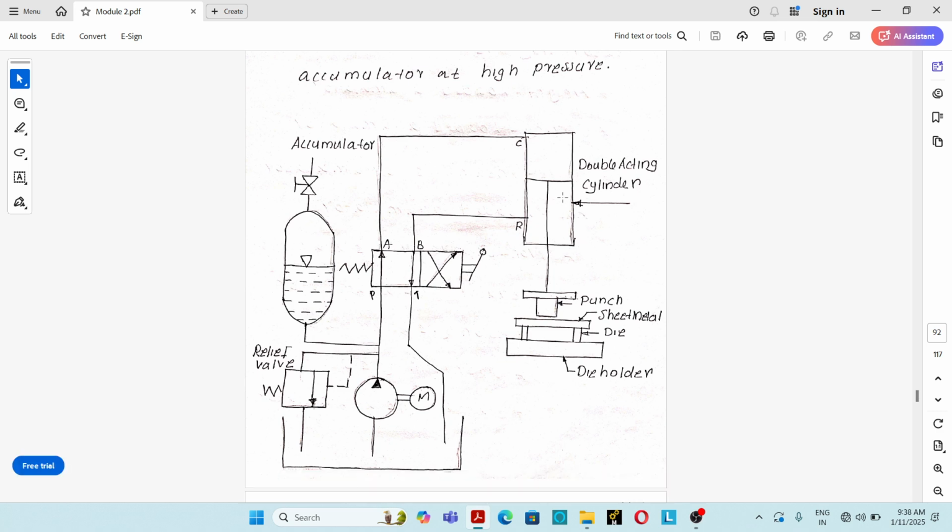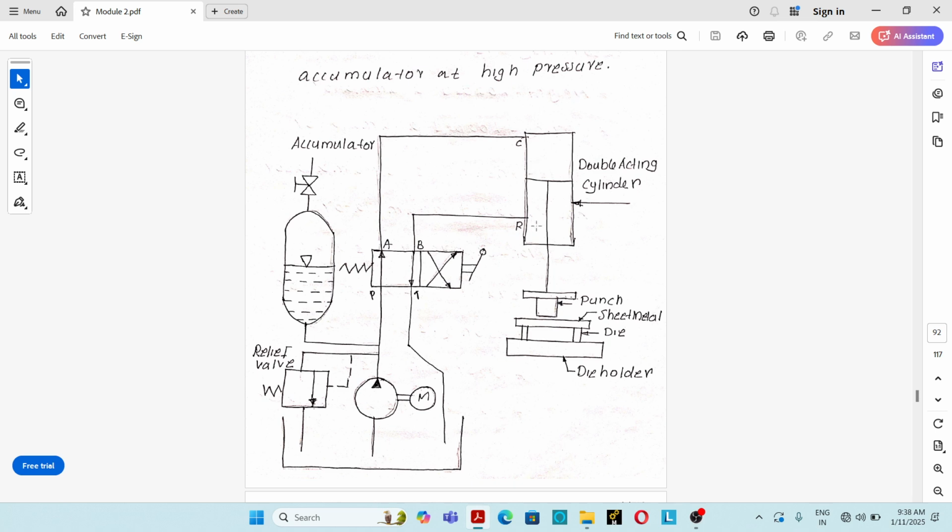See, at the end of the retraction stroke, the pump will be working the same way. At the end of the retraction stroke, an idle period will come. Extension and retraction take place in a fraction of a second. Then the idle period will take some time, because during the idle period the sheet metal will be changed, and another sheet metal will be put over the die. That is the idle period.